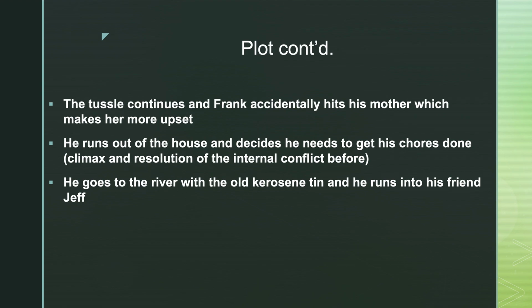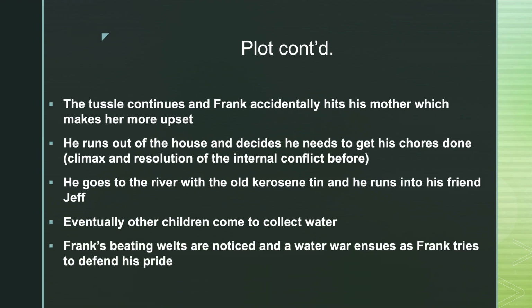So he goes to the river with an old kerosene tin, and he runs into his friend Jeff. Eventually, there are other children coming to collect water. I want to mention some other things, but I don't want to overlap with the other elements. So I'll get there when I get there. So other children are coming to collect water.